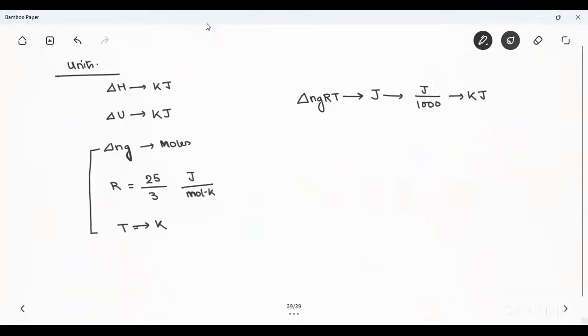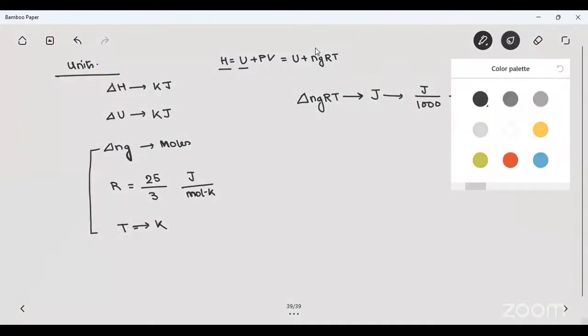What was our equation? H is equal to U plus PV, right? We are taking this in kilojoule, this in kilojoule, and this has come out in joules. So in order to convert this into kilojoule, we are dividing it by 1000. Is this part clear? Yes, ma'am. Okay.